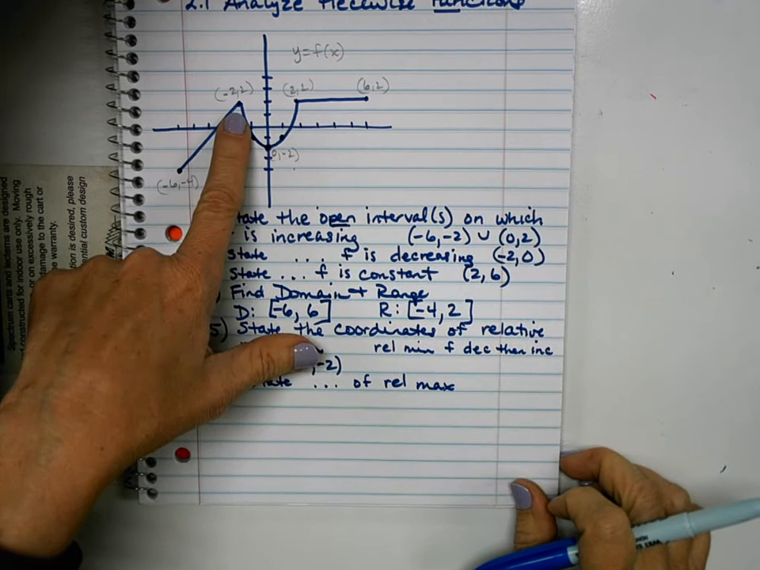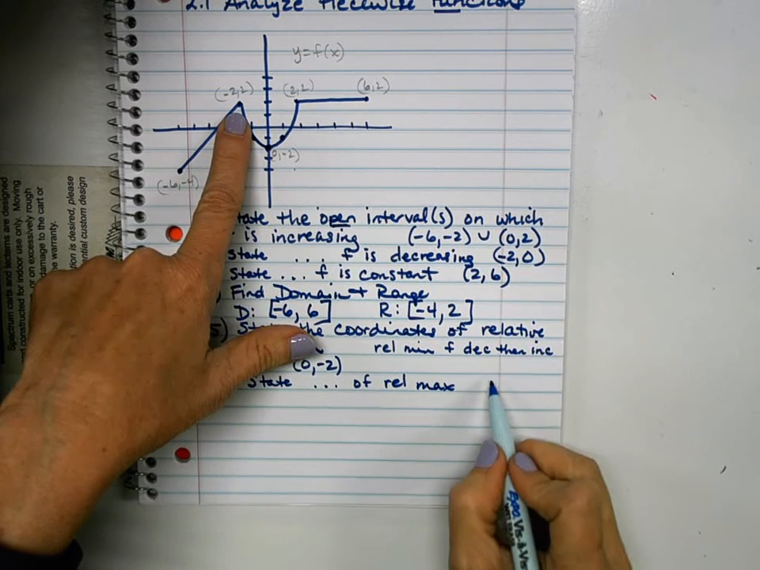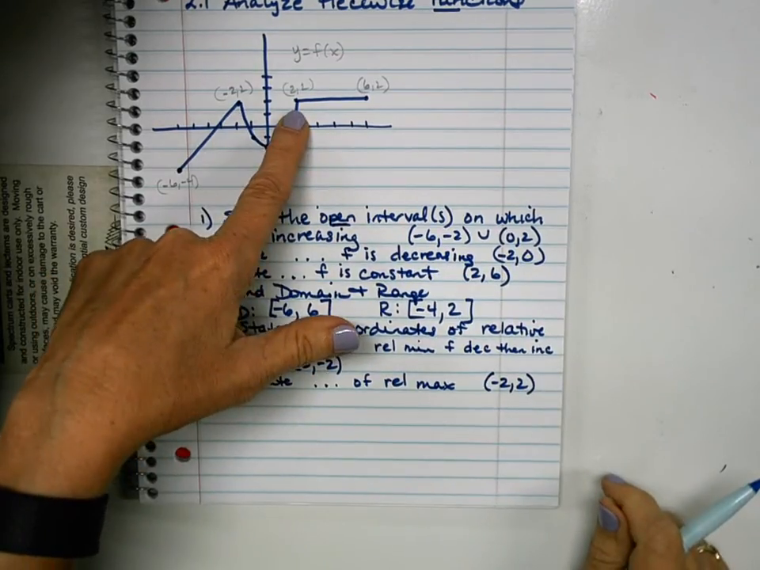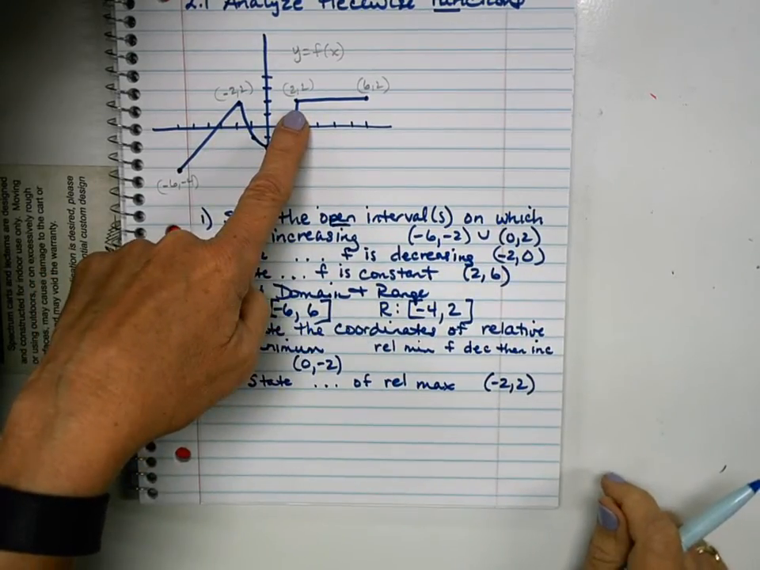-2, 2, right? Right there. And so that would be your answer. Okay, now you guys, this is not a relative min. It kind of looks like it, relative max, sorry. It looks like it wants to be, but why isn't it?